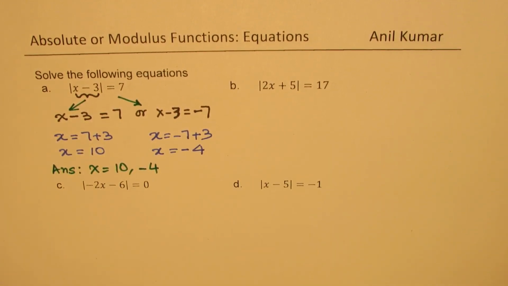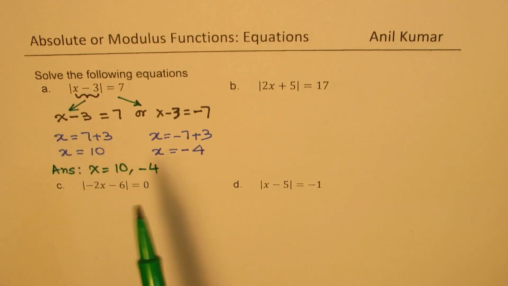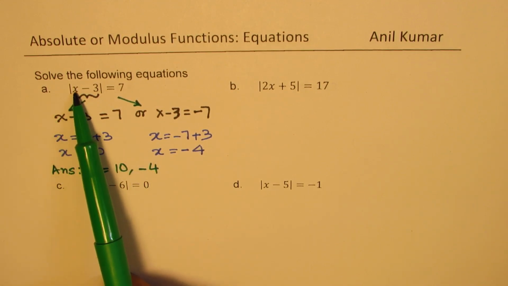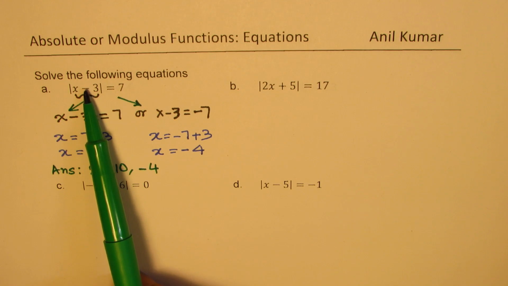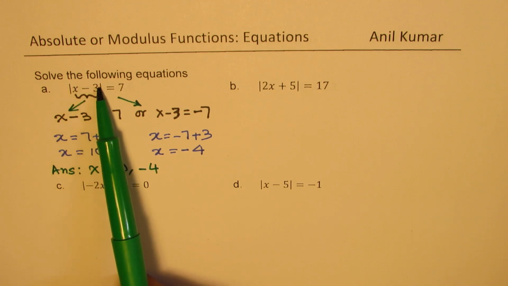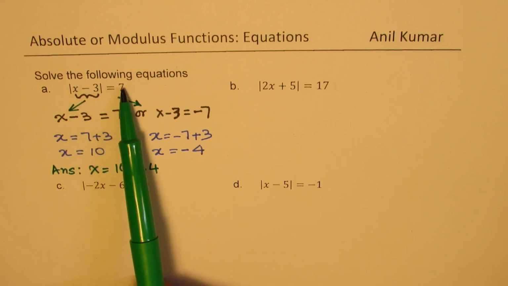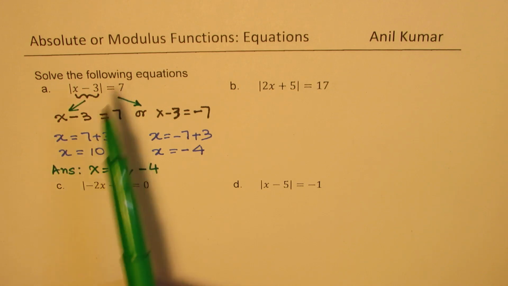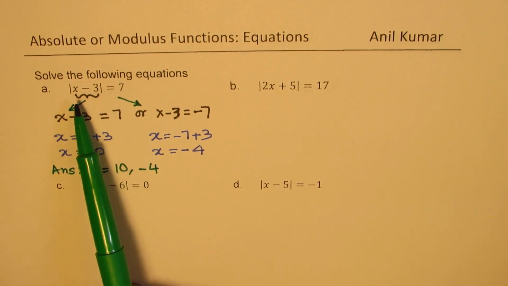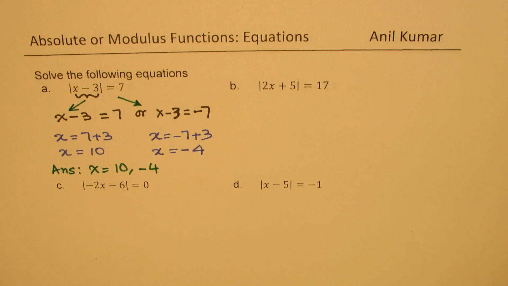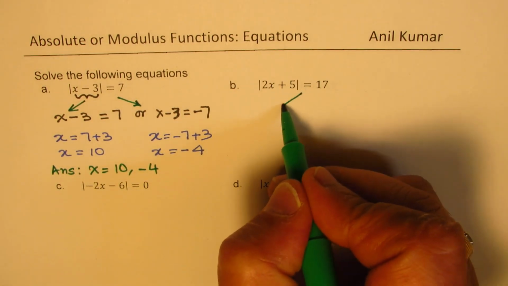Does it make sense to you? You can make a check. If I write minus 4 here, then minus 4 minus 3 is minus 7, and the absolute value of minus 7 is 7. You get the idea, correct? So we have used the concept learned to solve this equation. Similarly, we are going to solve the next equation, right?